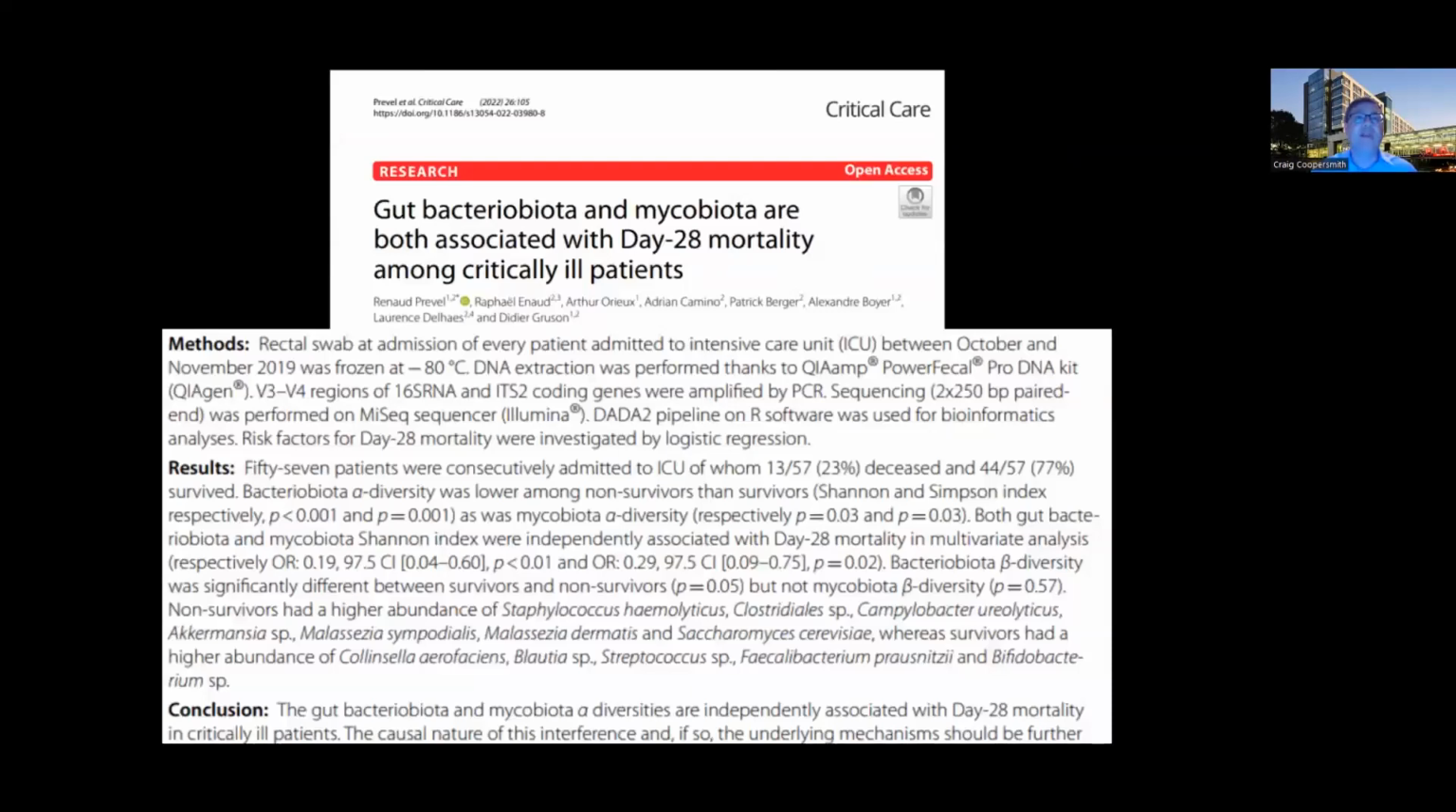Here's a study that came out this year showing that both gut bacteria and gut fungi, the bacteriome and mycobiota, are both associated with 28-day mortality amongst critically ill patients. The causal nature of this obviously needs to be further investigated, but there's a clear association between patients being admitted to the ICU and those who die in terms of the diversity of their microbiome.